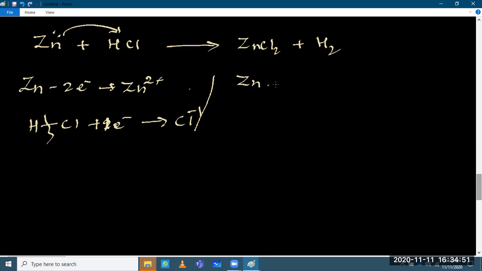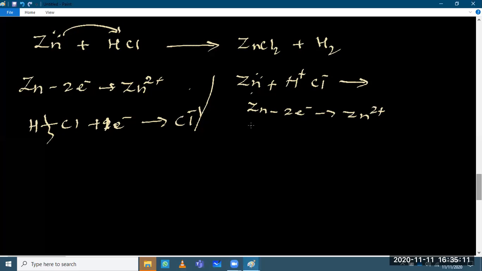When we treat zinc metal with an aqueous solution of HCl, the aqueous solution of HCl contains H+ and Cl- ions. Look here. Zinc donates electrons, 2 electrons, and becomes a Zn2+ ion. Only one chlorine is there, and one chlorine can accept only one electron. To accept 2 electrons, 2 chloride ions accept 2 electrons and become Cl2. Correct?